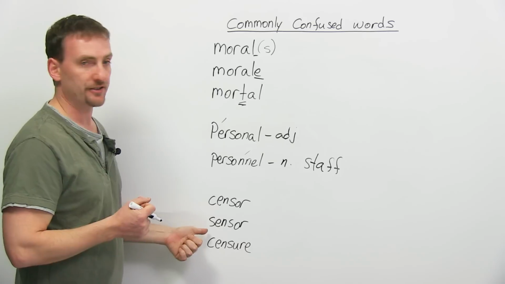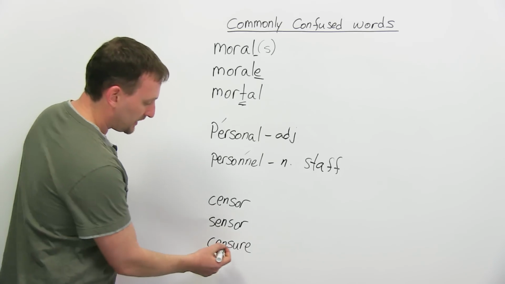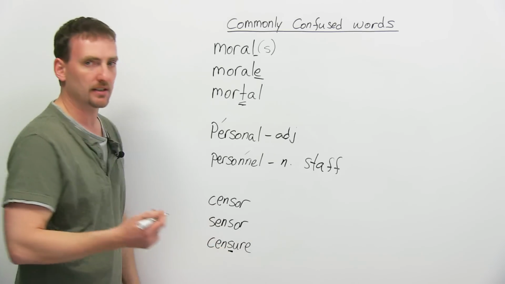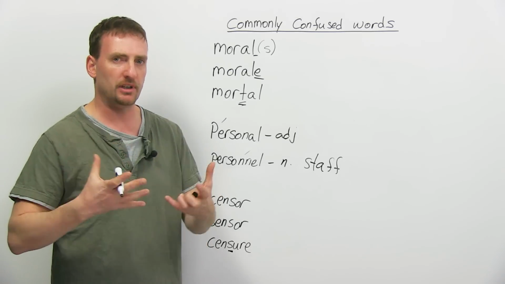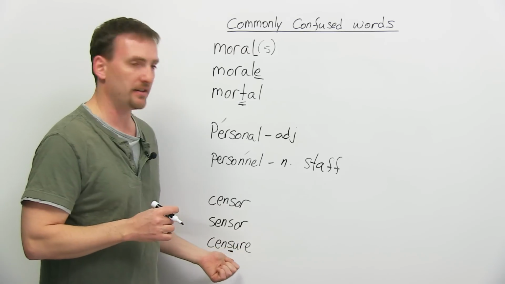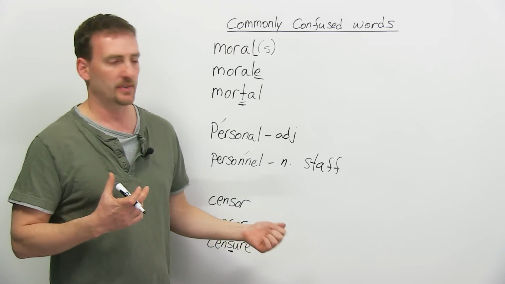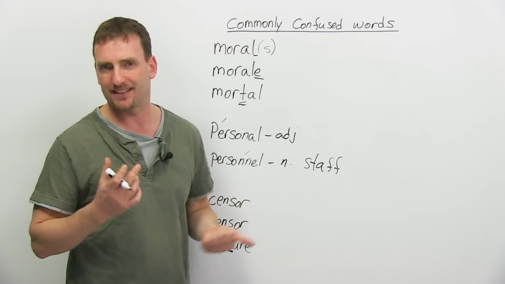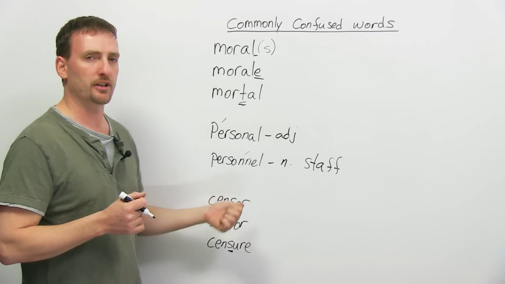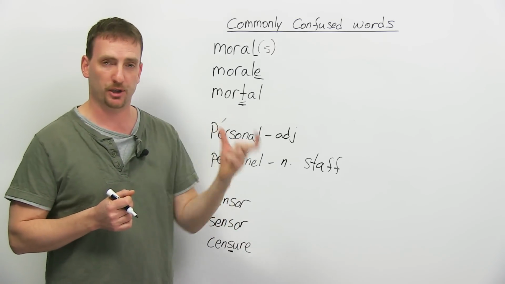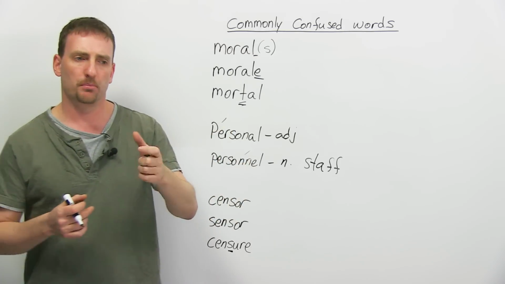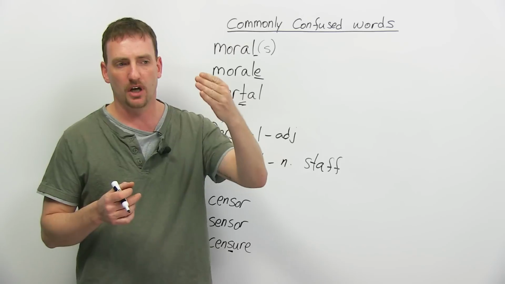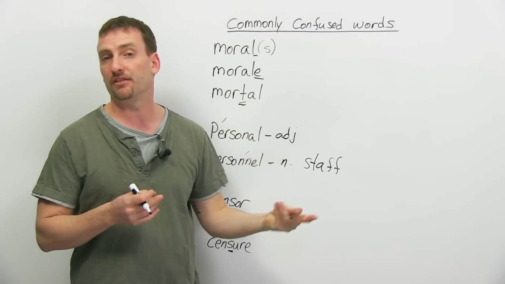Censor, censor, censure. The only difference is this H sounds like an SH. But again, in native speakers' English, you won't hear that censure. In a sentence, it'll sound the same as censor. So what is a censor? It could be a noun. As a noun, it's a person who does the censoring. As a verb, to censor means to cut out or to stop from becoming publicly available.